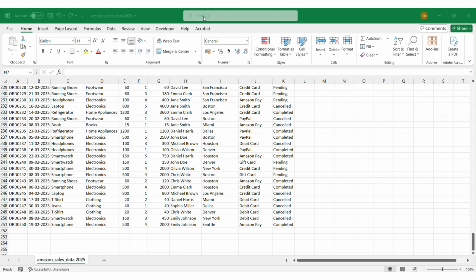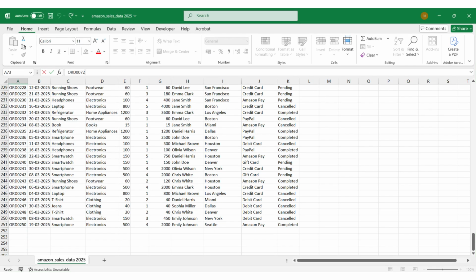Now looking at what's being sold, this store offers a pretty diverse product lineup on Amazon. In the books category, we've got various titles. Under clothing, there are t-shirts and jeans. In footwear, we see items like running shoes. The electronics category is quite packed, featuring smartphones, smartwatches, headphones, and laptops. And finally, the home appliances section includes big-ticket items like refrigerators and washing machines. This variety not only adds depth to the analysis, but also helps us explore trends across different product types and customer preferences.